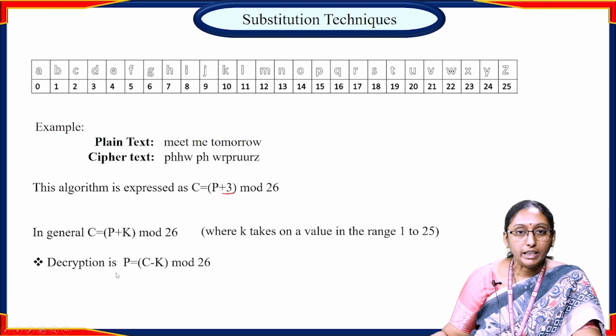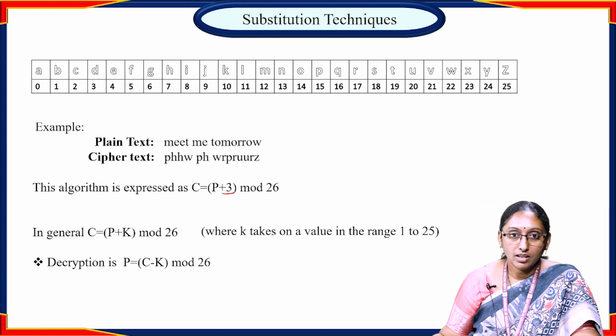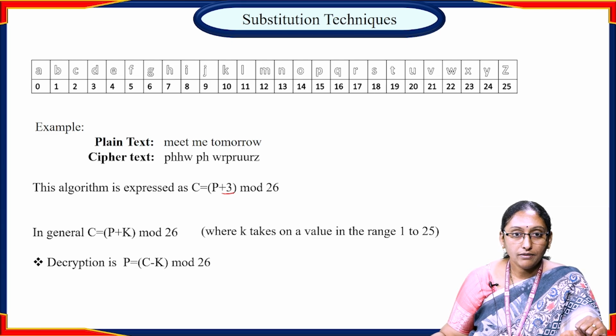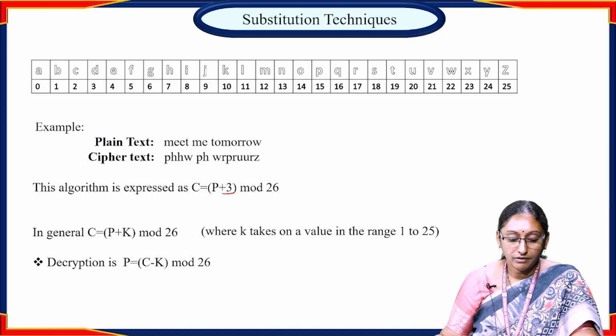So now coming to the decryption process. As I already told, in the encryption and decryption process, the algorithm is the same but in the reverse order. To get the ciphertext, we are adding the key value to the plain text letter. So in the decryption process, to get the plain text, we need to subtract the key value from the ciphertext.